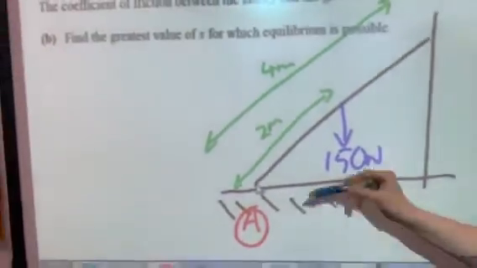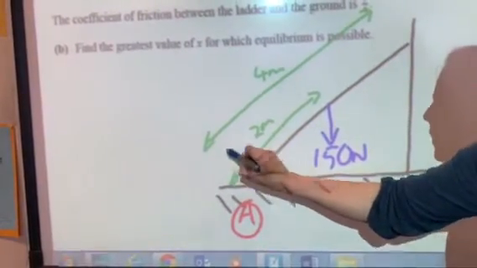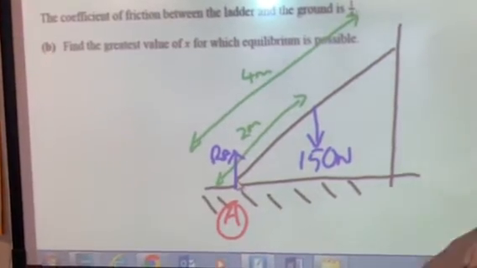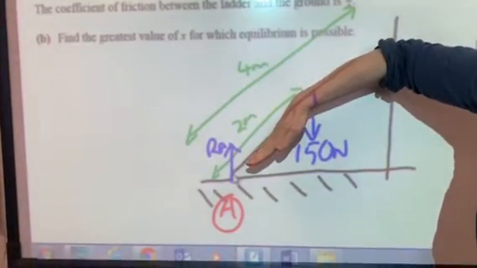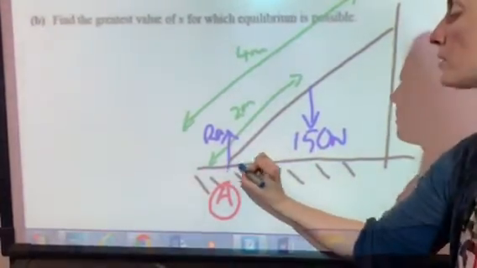So at this end that they're calling A, okay, we're going to have a normal contact force, okay, so I'm going to call that one RA, and we're going to also have friction. Now the ladder is going to feel like it's going to start sliding that way, so our friction is going to act opposite to that.